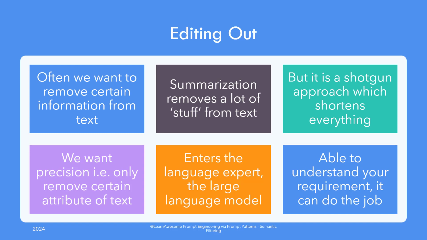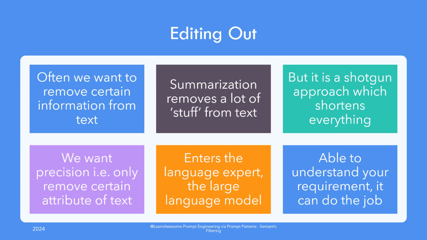Oftentimes, we would come across scenarios where a piece of text has some information that we would rather edit out. The reasons for doing so can be plenty. The text is too lengthy, but there is summarization available to do that, which can do the job pretty well. So, what's the point of this semantic filter? Well, it is helpful if, let's say, there is irrelevant information present in the text.